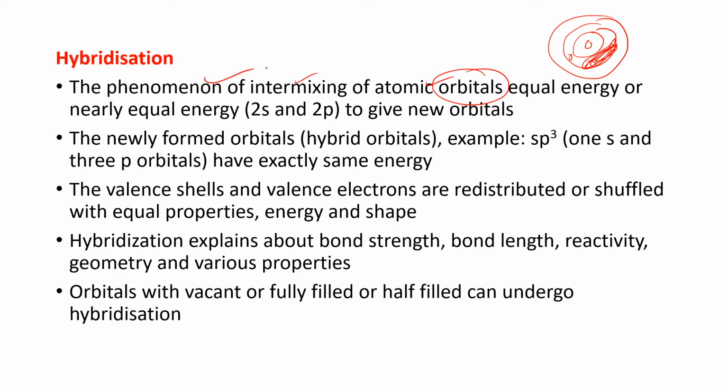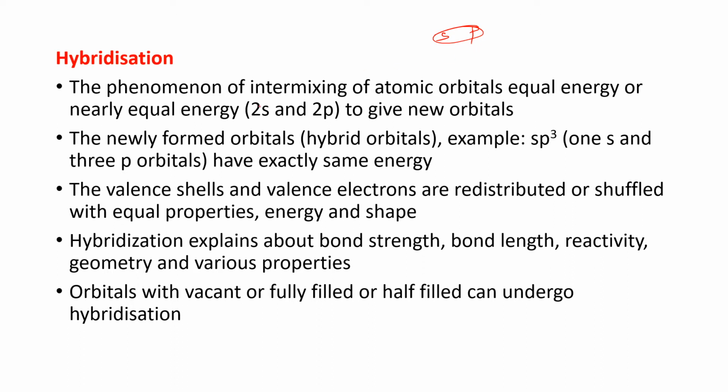So this is the phenomenon of intermixing of atomic orbitals, not the shells, orbitals, which have equal or nearly equal energy. What is meant by equal or nearly equal? For example, in the second shell we have the s and also the p orbitals. They have the same energy level, so they are going to get intermixed. And nearly means the orbitals which are adjacent to it, with a little bit higher energy, are also going to get intermixed.